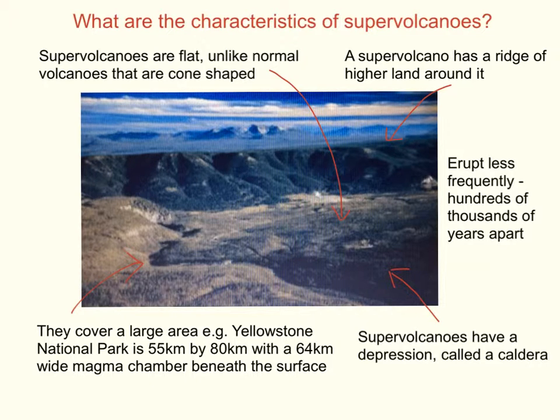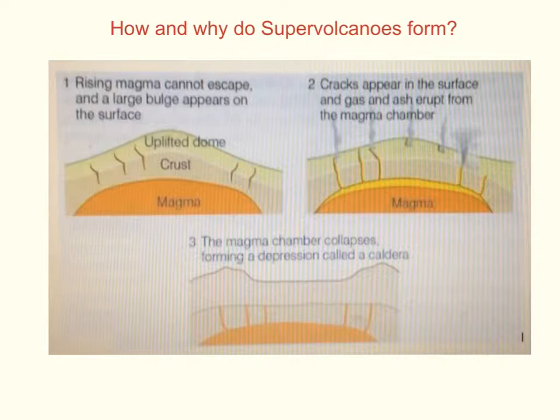For example, Yellowstone National Park is 55 kilometres by 80 kilometres with a 64 kilometres wide magma chamber beneath the surface. And in fact, we use the term magma basin rather than chamber because it doesn't have the similar shape as a normal volcano does. It kind of has this flat, elongated shape underneath, or so the theory goes. Supervolcanoes also erupt less frequently, hundreds of thousands of years apart. Those are the key characteristics that you need to remember for a question about supervolcanoes and their key features.